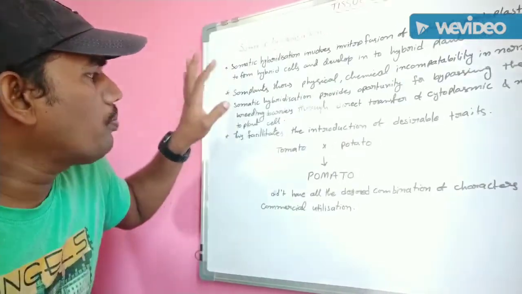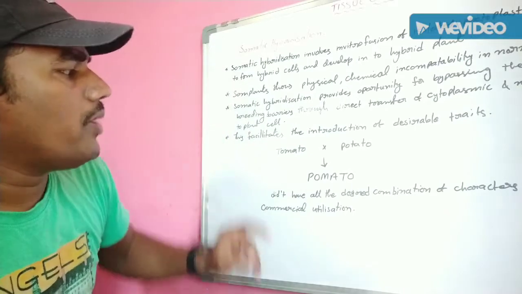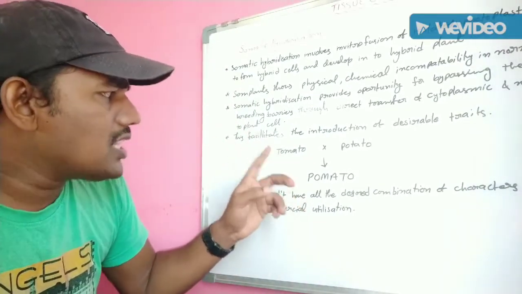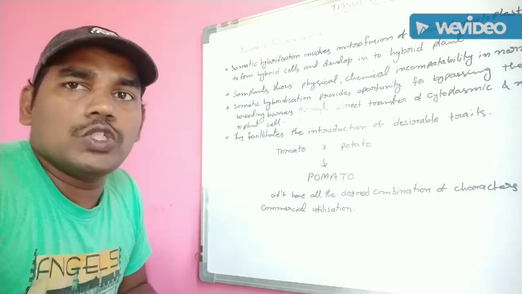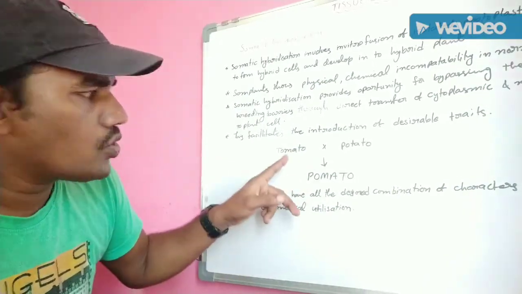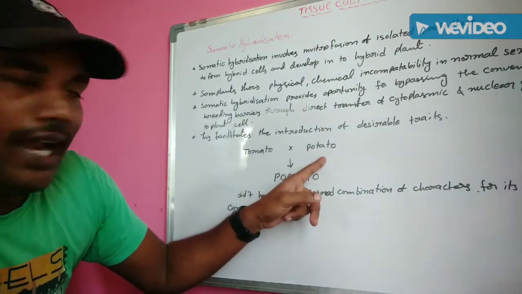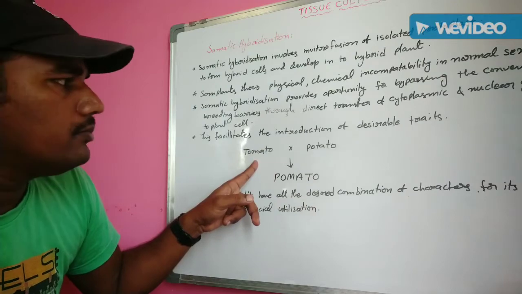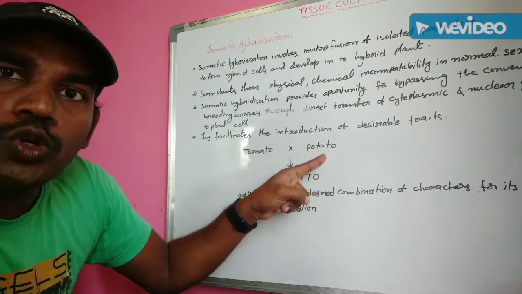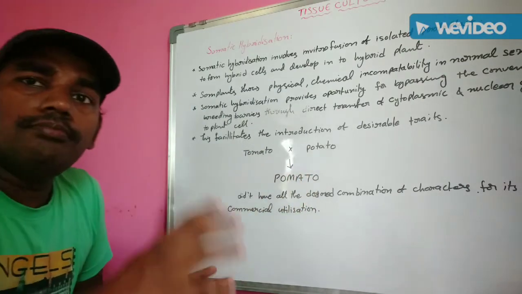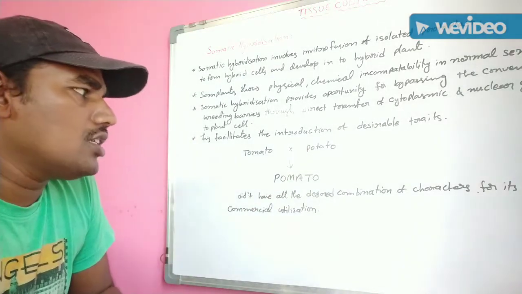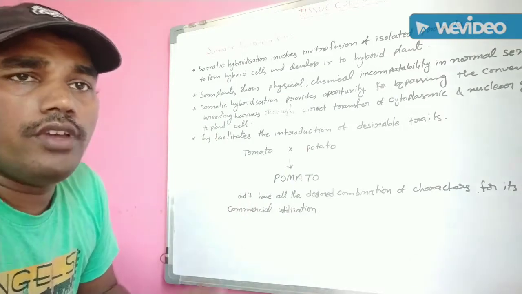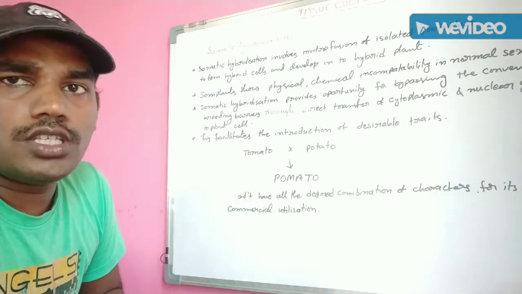Recently, we have also formed somatic hybrid plants by crossing different genera of plants. Suppose tomato, Lycopersicon esculentum, and potato, Solanum tuberosum. These are completely different genera of plants.